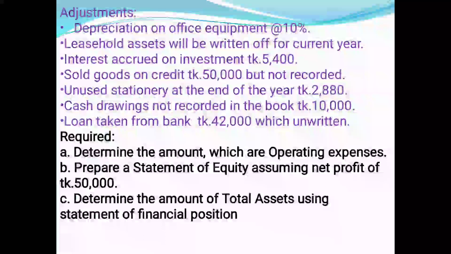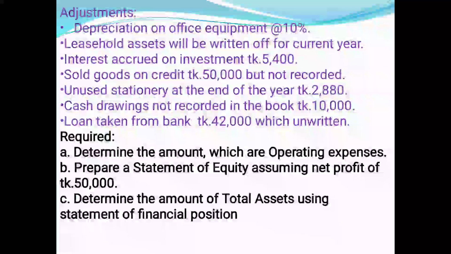Unused stationery at the end of the year, 2,880. Unused stationery is not a fixed asset, it is a current asset, that is short-term asset. This amount is to be deducted from the stationery or general expenses in operating expenses, and this amount of unused stationery is to be shown as current assets in statement of financial position.